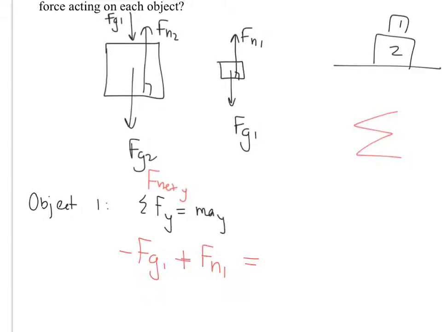Now, is the object moving? No. So there can't be acceleration. It's in a state of equilibrium, or rest, that works. So therefore, ma_y is simply zero.